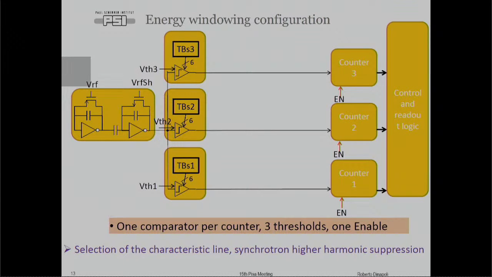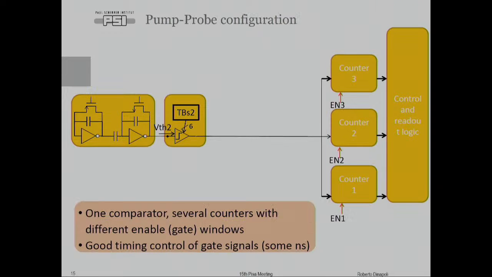Another quite typical thing is energy windowing. I guess the batteries are going low. Energy windowing, where we have 3 comparators, each one with its own threshold, and every one is connected to a single counter. In this way, you practically slice the incoming energy of the photons, and you can detect in which of these slices the photon is. And this enables, for example, selection of a characteristic line of a material, or removal of the higher harmonics in synchrotron radiation. So we have tested it. This also works. I'm going to go a bit more in detail with the pump probe configuration.